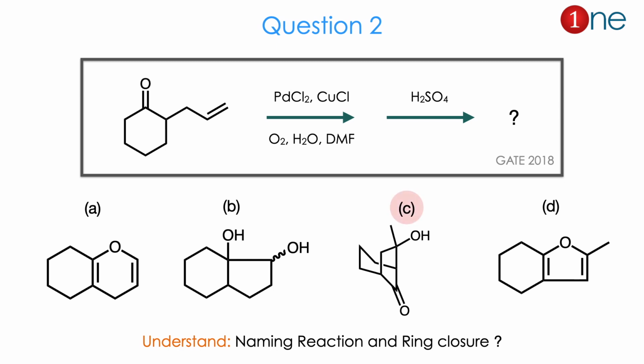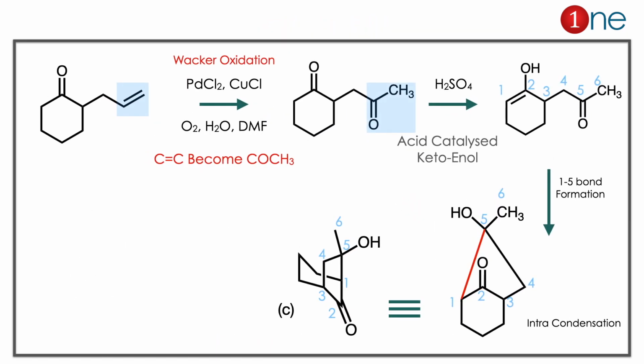Let us see how. In the starting material you have an alkene, and you are using palladium and copper chloride, so you might guess it's a Wacker oxidation. It is an interesting oxidation because it converts a C=C bond into COCH3. The alkene becomes a ketone there. Next you are using the acid. The acid promotes keto-enol tautomerism, so you have a ketone there.